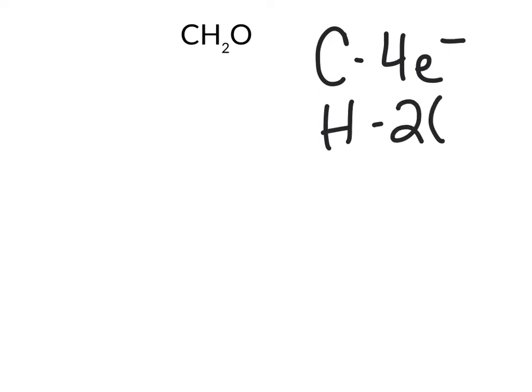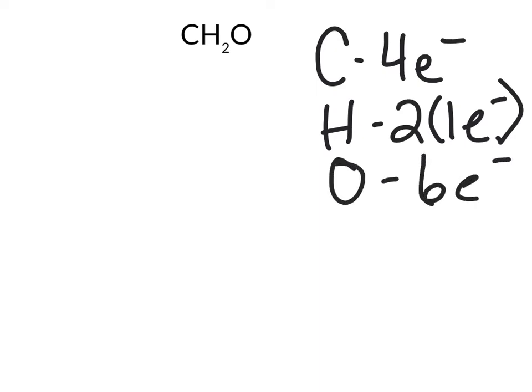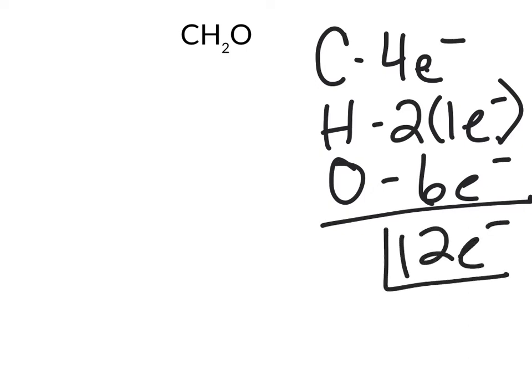Now let's go to our next one, CH2O. So once again, I know carbon has 4 valence electrons. I know hydrogen, there are 2 of them, and each of them is 1 valence electron. And oxygen has 6 valence electrons. So 4 plus 2 plus 6 is a total of 12 electrons. I divide that by 2 and I get 6 pairs.